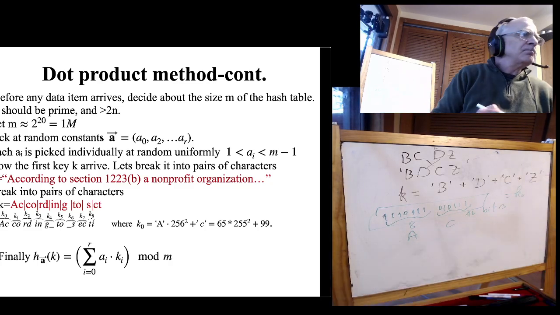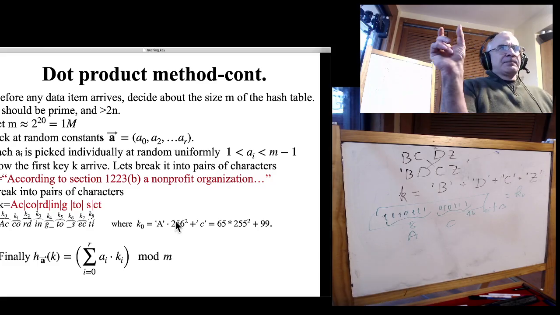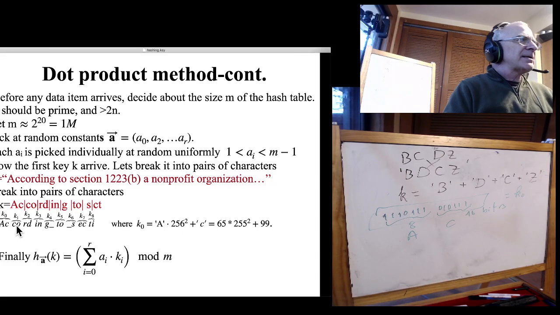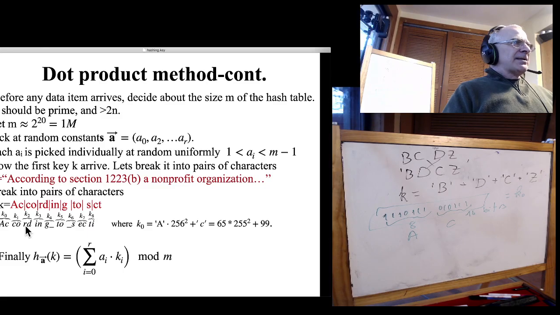And then you keep reading the stream of bits from the file. The next 16 bits will be K1. The next 16 bits will be K2. The next 16 bits will be K3, etc.